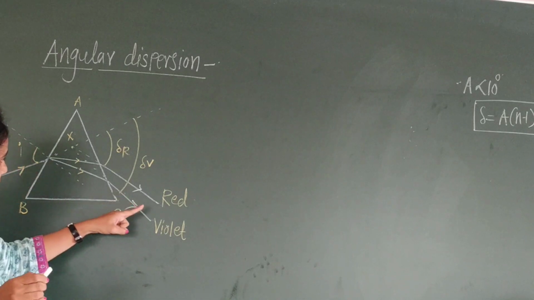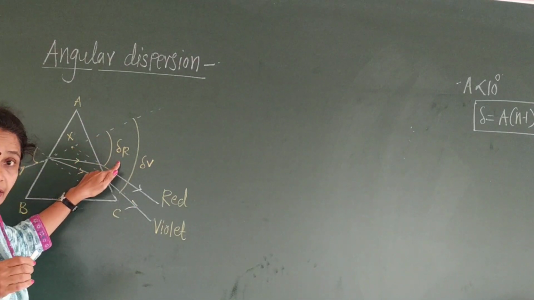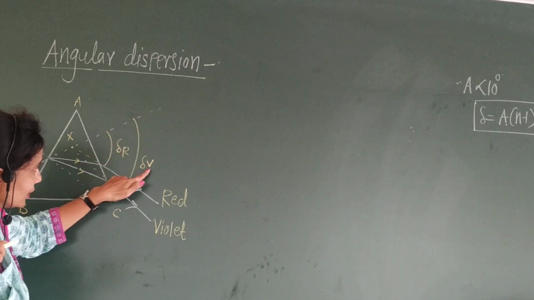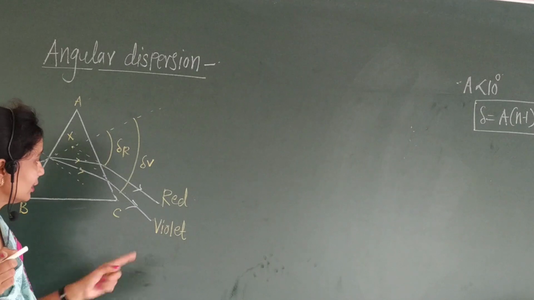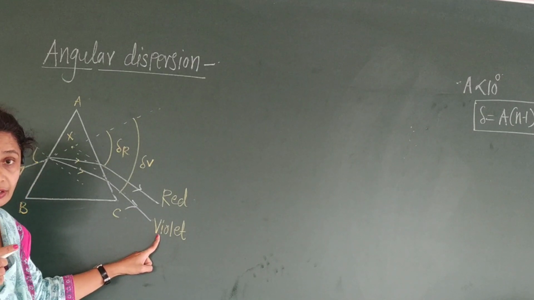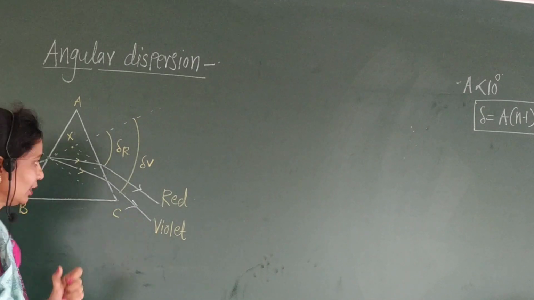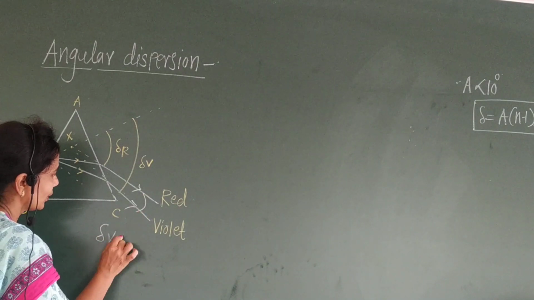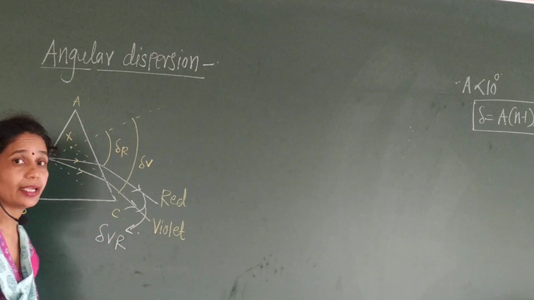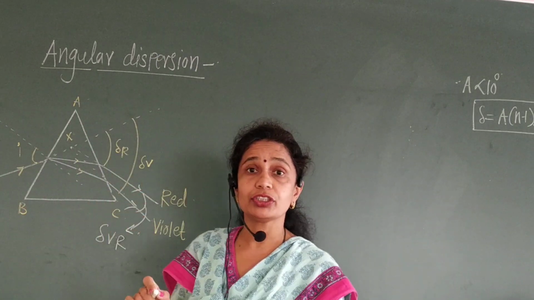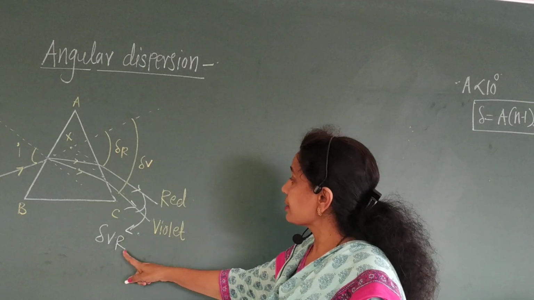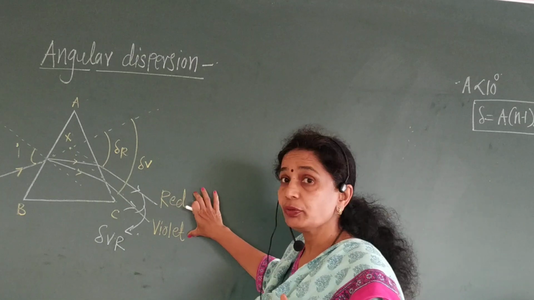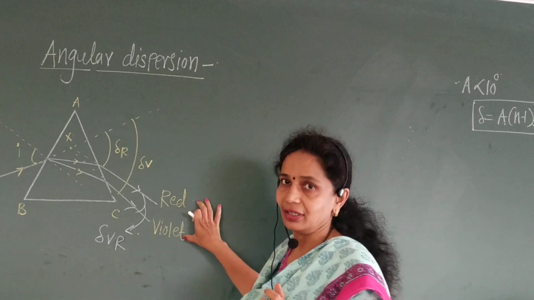Then what is this delta R? Delta R is the deviation for the red color. What is this delta V? Delta V is the deviation for the violet color. And what is then the angular separation? Angular separation is delta VR. Therefore this is nothing but delta VR, which is the angular dispersion, the angular separation between the two extreme colors.